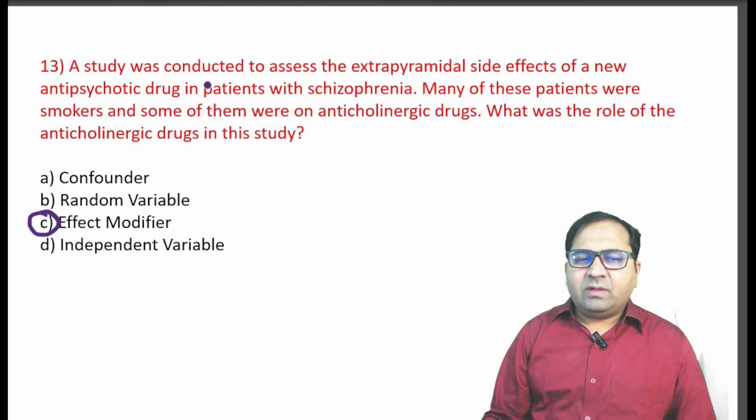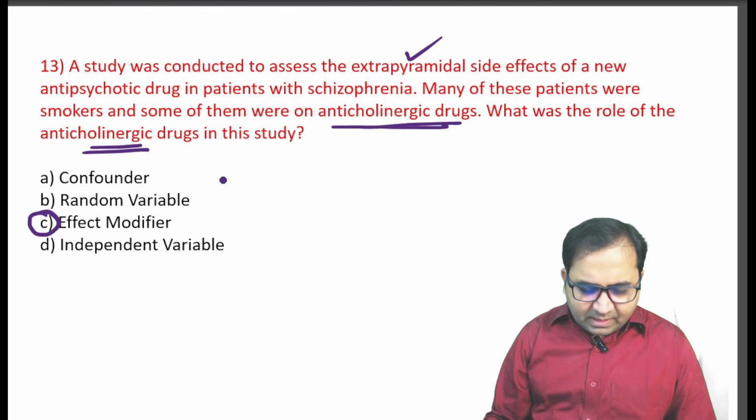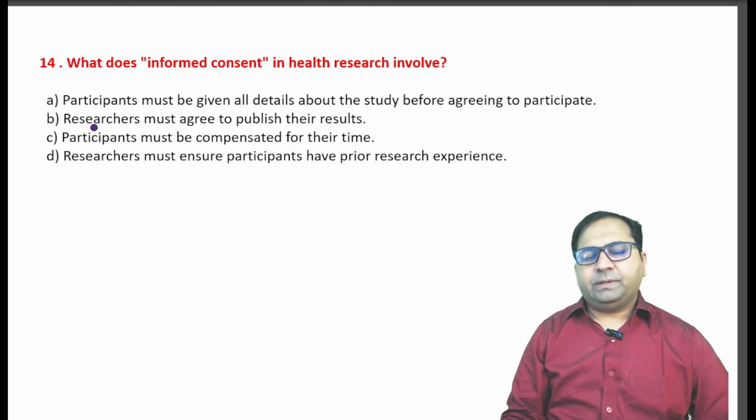Okay. When a study was conducted to assess the extrapyramidal effects of a new antipsychotic drug in schizophrenia, many of the patients were smokers and some of them were on anticholinergic drugs. So the role of anticholinergic drugs is effect modifier. Now let us see the 14th question.